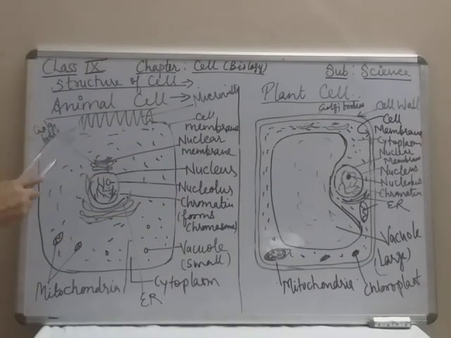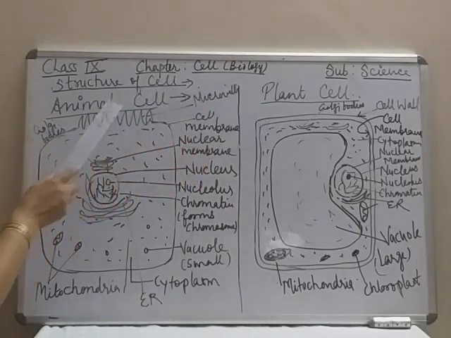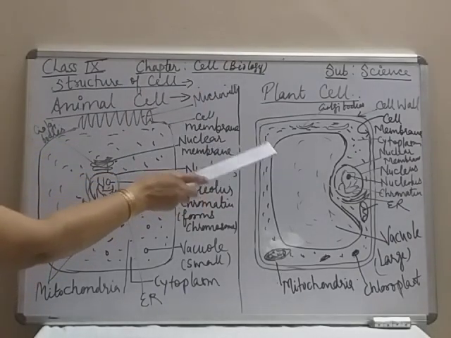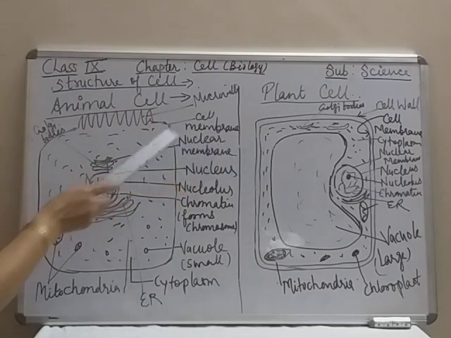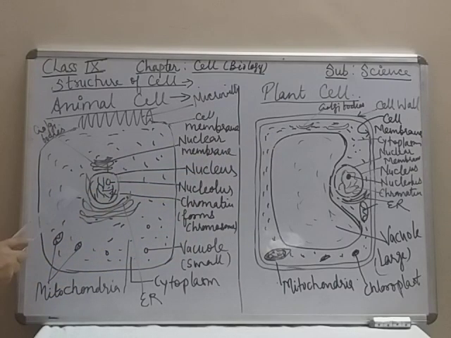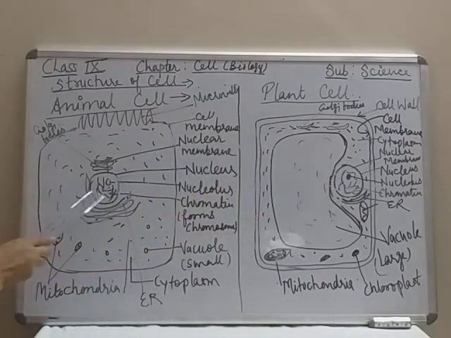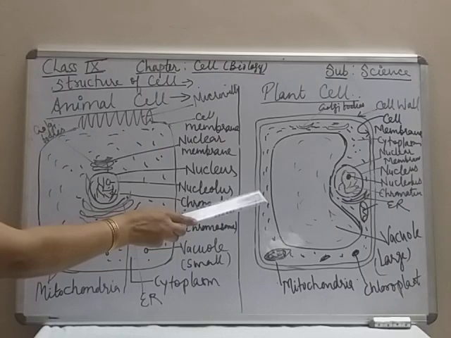So once again we are doing the similarities between animal cell and plant cell. Plant cell and animal cell have a cell membrane. Both have a cell membrane or plasma membrane around them. Next similarity is animal cell and plant cell have cytoplasm. Next point is plant cell and animal cell have nucleus. Nucleus is present in both the animal cell and plant cell.